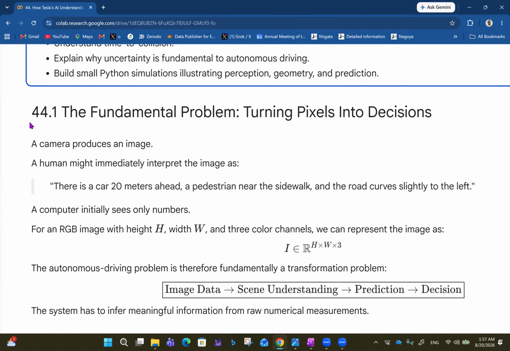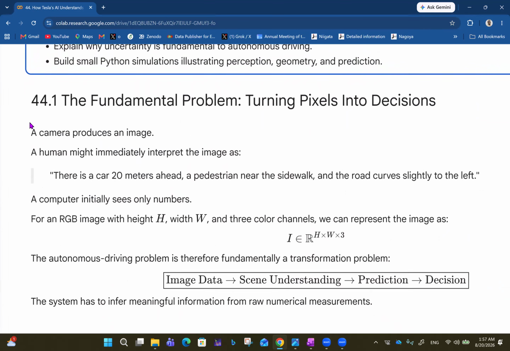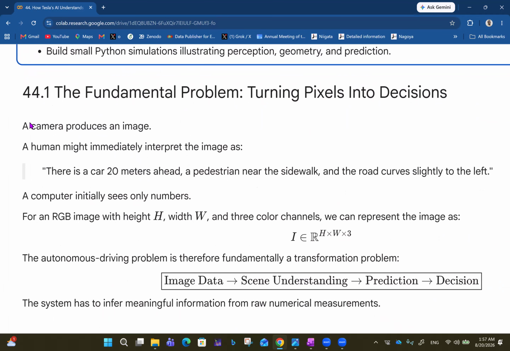So the fundamental problem is about turning pixels into decisions. A camera produces an image, of course, that's why with autonomous cars it's all about the cameras all over the place. A human might immediately interpret the image as there's a car 20 meters ahead, a pedestrian near the sidewalk, and the road curves slightly to the left. And then a computer initially sees only numbers.